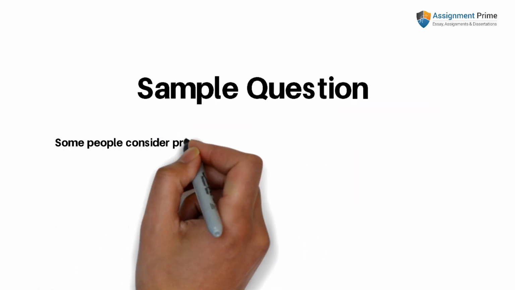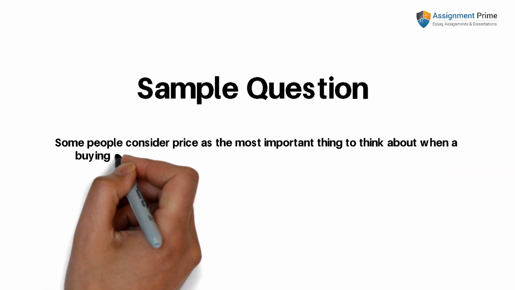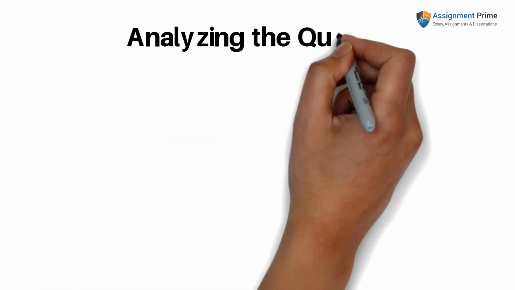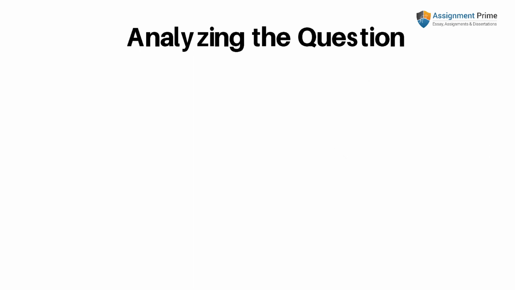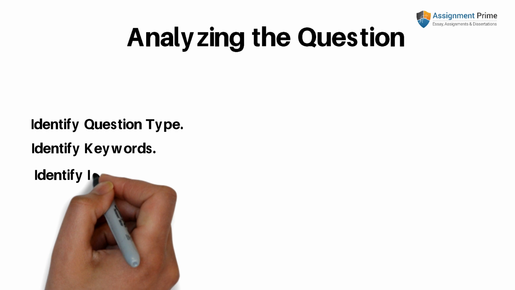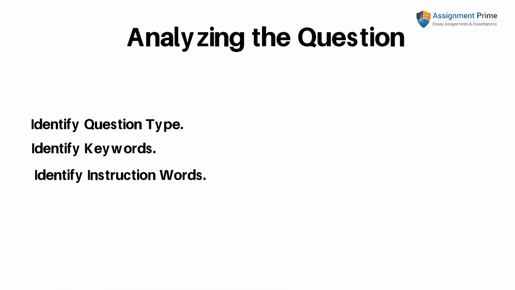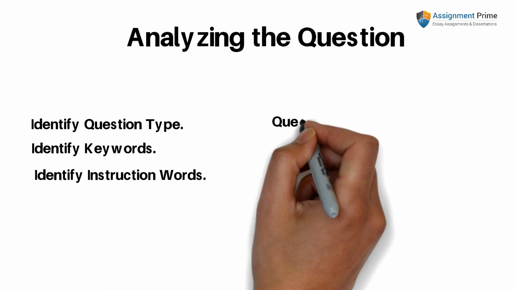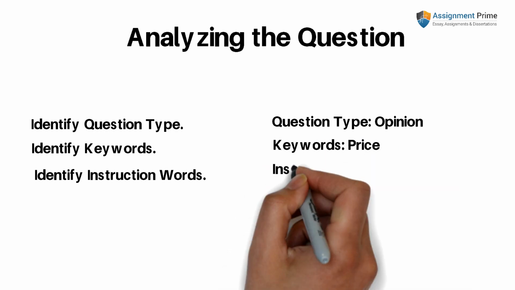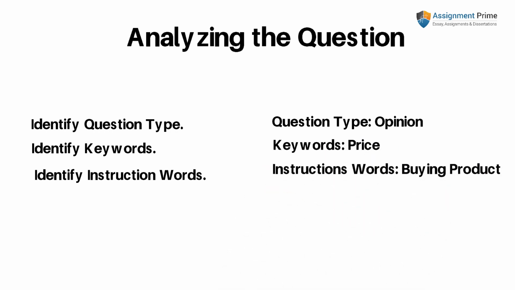Now moving further, here's the sample question on which we are going to write an essay. To develop an essay, the first thing that we have to do is analyze the question. Identify the question type, keywords in the question, and instruction words to understand what the examiner wants. So, here the question type is opinion, the keyword is price, and instruction words are buying a product or service.